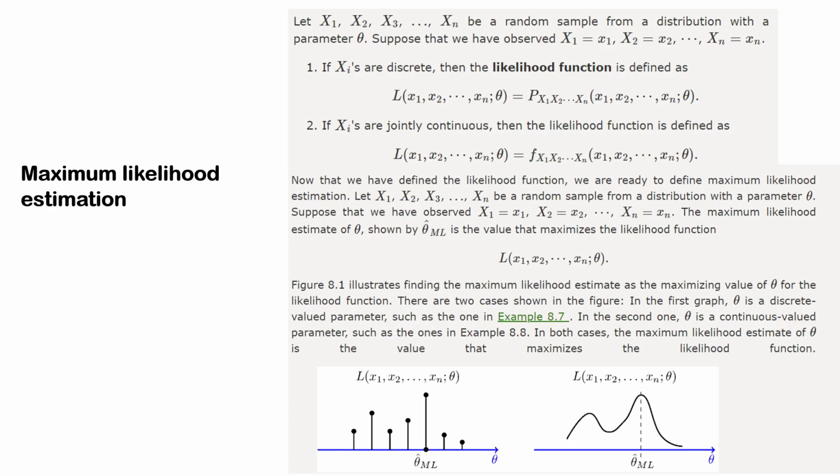Now, the idea is fairly simple. You have your PDF, and you want to find the maximum value. In most cases, it will be exponential. So what generally they do is they take a log, then differentiate it and make the derivative zero, and find the parameter for which the derivative of that function is zero. So it's a fairly simple concept.